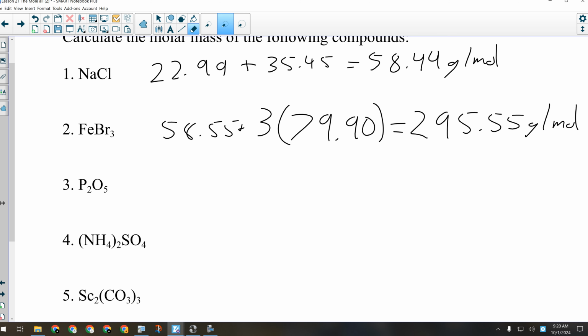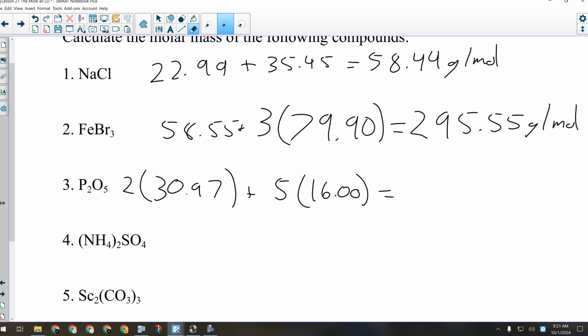How many people are done with number 3? Okay, let's look at number 3. All right, we've got diphosphorus pentaoxide. So phosphorus, 32.07, 30.97. Let's get sulfur and phosphorus straight next time. Okay. 30.97. There are 2 of those, so 2 times that, plus 5 times 16.00, because there are 5 oxygens.